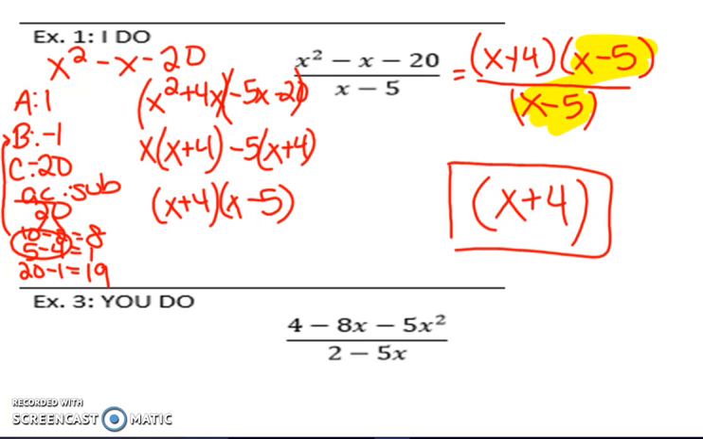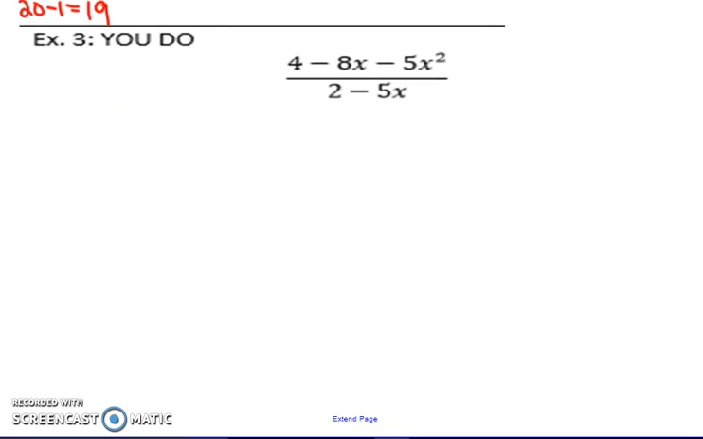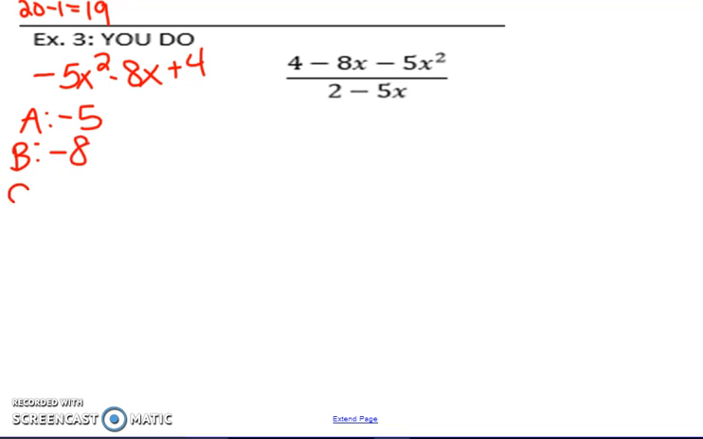Now, if we look at something like example 3, we've always talked about doing ax squared plus bx plus c. So I want to rearrange it. I'm going to change it, and it's going to become negative 5x squared minus 8x plus 4. In this case, we still don't have a GCF, so I'm going to do my ABCs. A is negative 5, B is negative 8, and C is 4. Well, A times C is going to be negative, so that tells me I'm going to subtract.